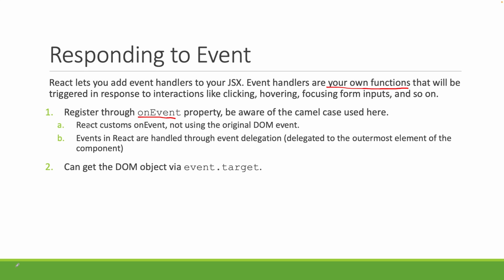Camel case is used here. React customizes on-event, not using the original DOM event. Events in React are handled through event delegation, delegated to the outermost element of the component. You can also get the DOM object through event.target if you want to do something. Suppose I have a div, and the div has a child called a paragraph. If we click on the paragraph but only have an event attached on the div, the event is going to be triggered, because of the outermost element.